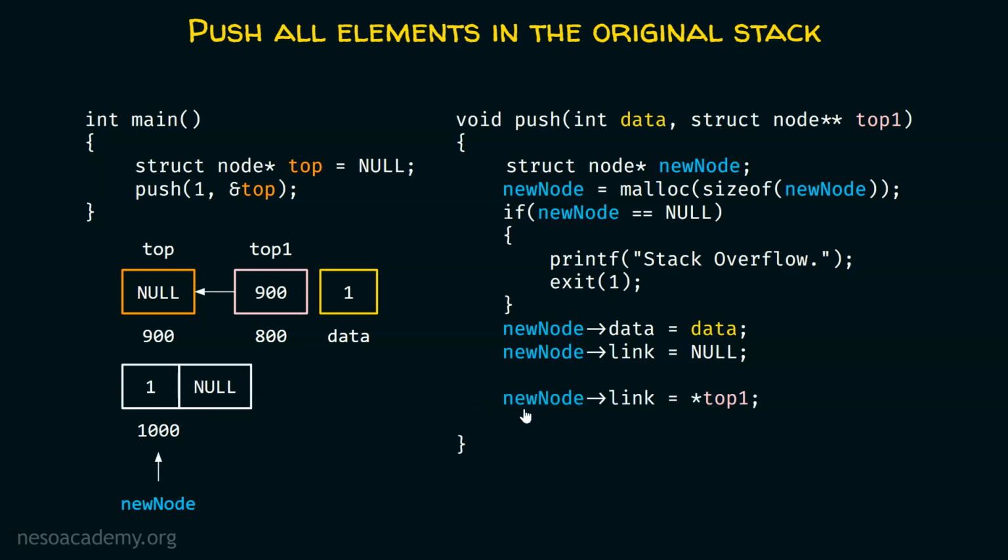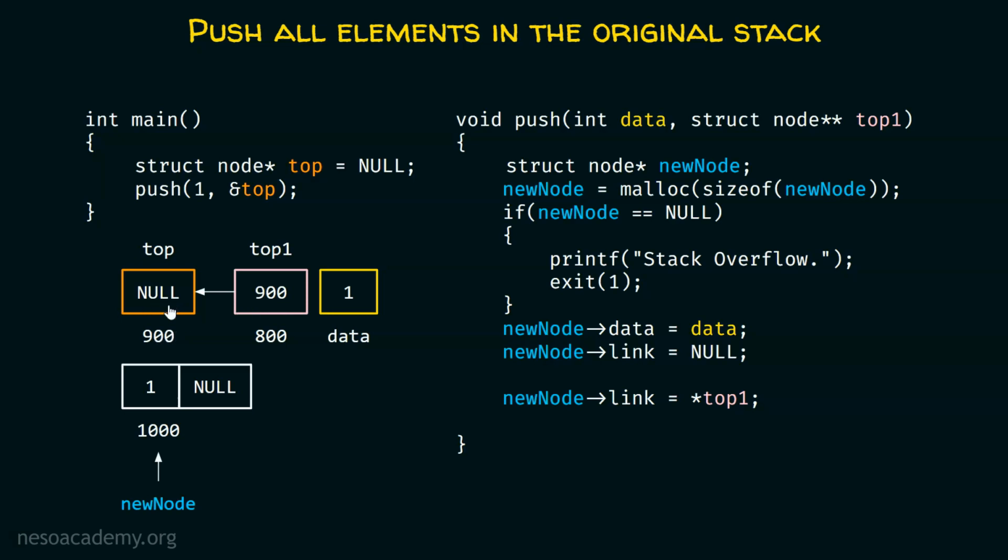After this, we need this line of code, that is new node link equals to star top 1. We are already aware about this push function. Here I'm just making small changes to this code. Here instead of top 1, I have to write star top 1. But why is that so? What is star top 1? Top 1 means access the value of the top 1, which is 900. Obviously, this is an address, right? But star top 1 means go to this location and access the value in this location. Simple. Star top 1 means go to this location, that is 900, and access what is there inside this location.